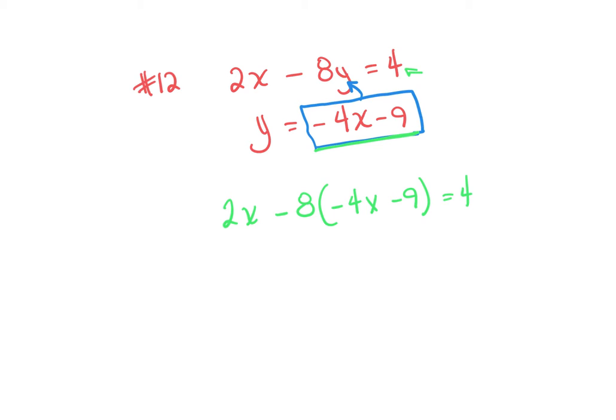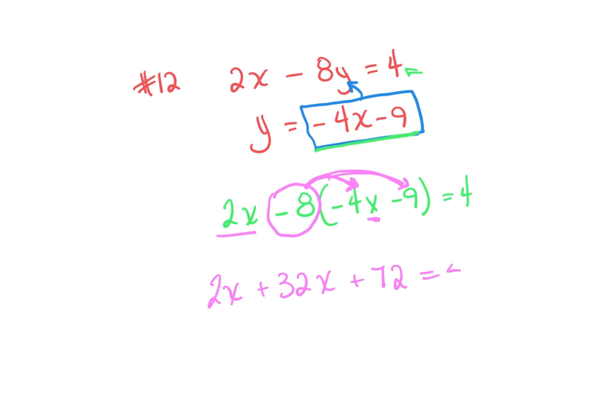So we are going to take this guy and we are going to distribute. We're going to take the whole negative 8 there and distribute that through. So leave the 2x alone. And then we're going to say negative 8 times negative 4, and that's positive 32. And don't forget your x. And then we have negative 8 times negative 9, and that's positive 72. And that equals 4.